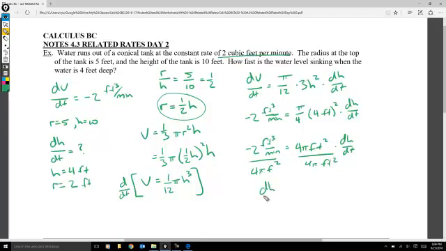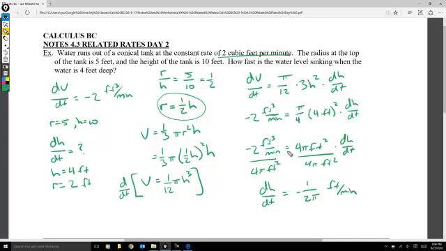So I'm solving for dh/dt. -2 over 4 pi is just -1 over 2 pi, which is fine. And then I've got feet cubed divided by feet squared, so that's just going to end up being feet. That's why I included my units here. It made it really clear what my end units should be, and you will get deducted on the AP test if you do not include your units. So make sure you include those.